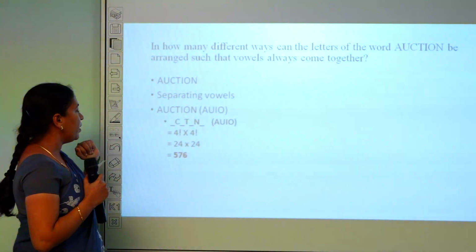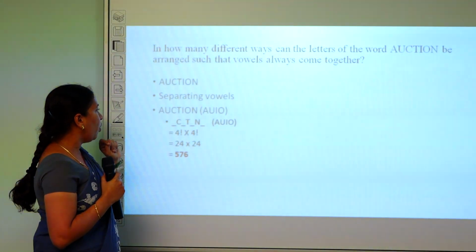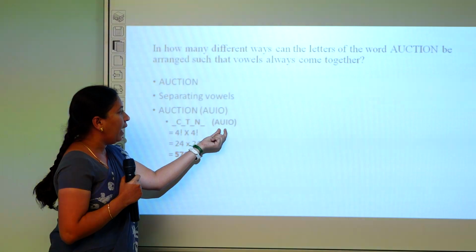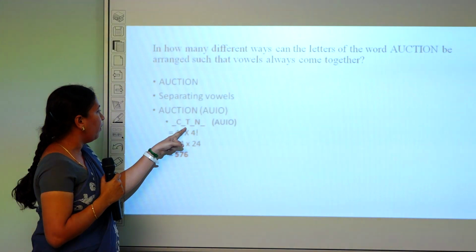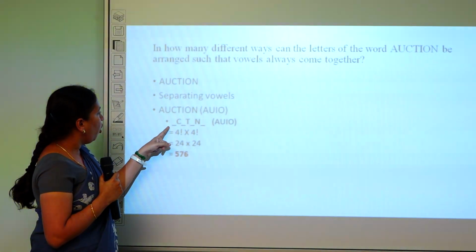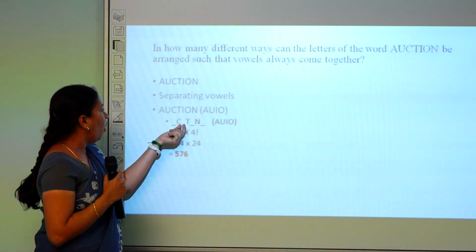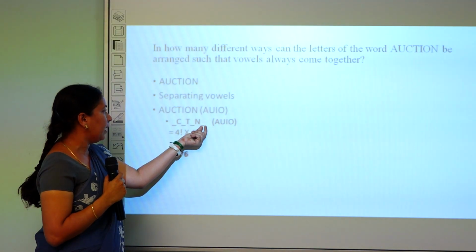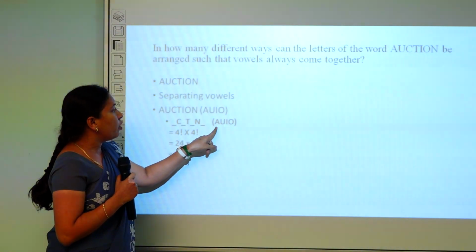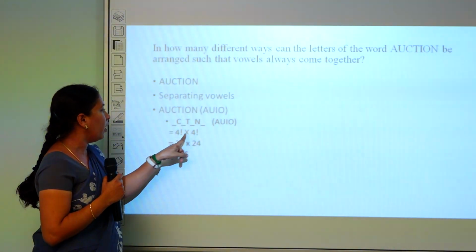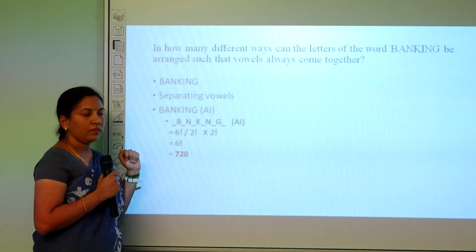First you have to separate the vowels, and the remaining consonants you write here. C, T, N are the consonants, and you treat the vowels as one letter, and you can place this letter in front of C or after C, likewise. So how many options are available? 1, 2, 3, 4 options are available. You can place it here or here, or you can place the vowels here. So totally 4 spaces are there, so 4 factorial, and these vowels can also be arranged in 4 factorial ways. So 4 factorial into 4 factorial, 24 into 24, you will get 576.